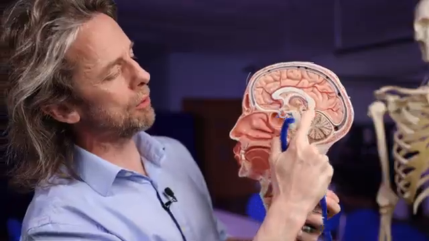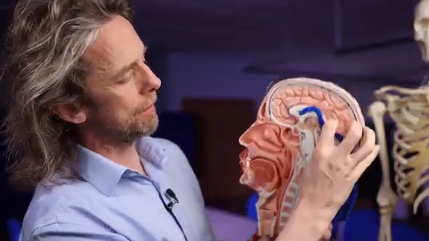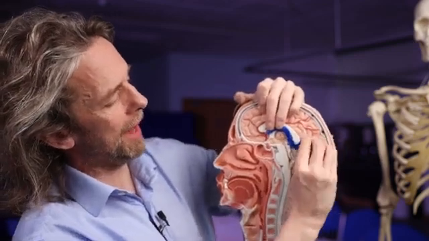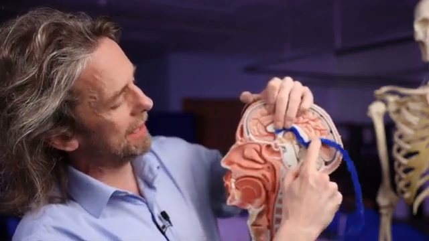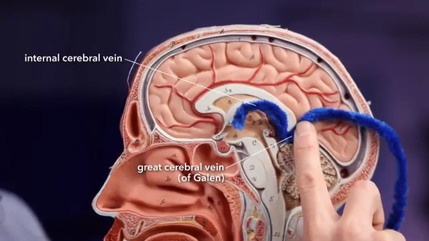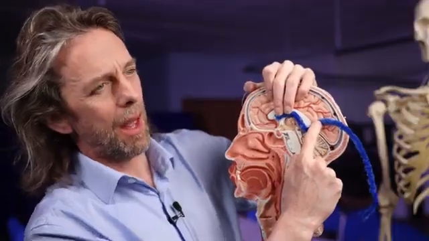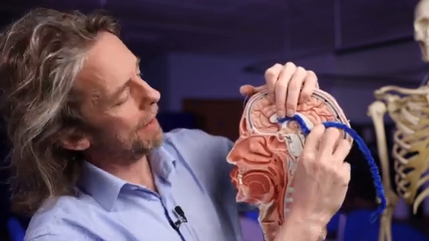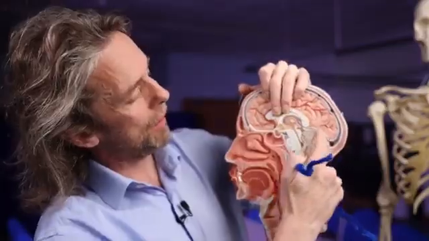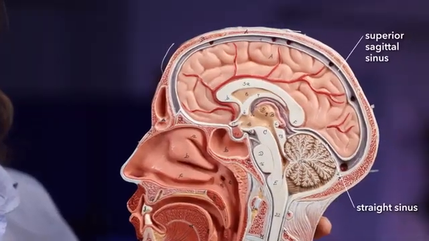This is the corpus callosum here, and it's going to hook around there, and it's going to drain at this end into the great cerebral vein, the vein of Galen. So the great cerebral vein of Galen. That's actually two names put together there. And that will then pass to the straight sinus there.